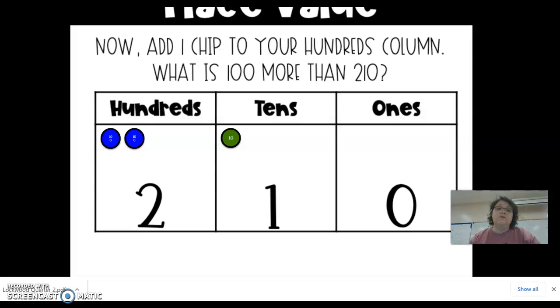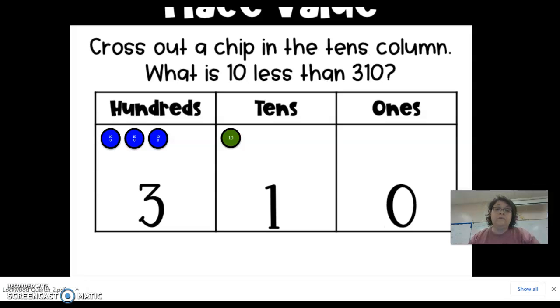Now it says, what is 100 more than 210? So where do I add something? I add 1 to the hundreds place. When I do that, it changes it to 300. 300s, 1 ten, and 0 ones.